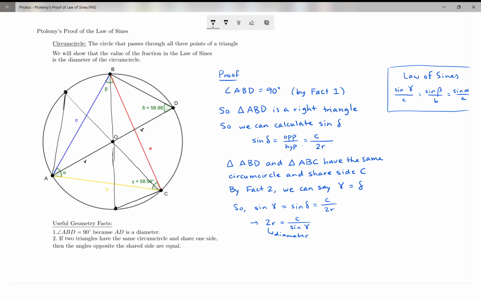So once we do this process three times, one for each triangle, we'll actually end up with the law of sines that we want. And so let's just write down our final result. So repeating this with two more triangles, we get the law of sines.